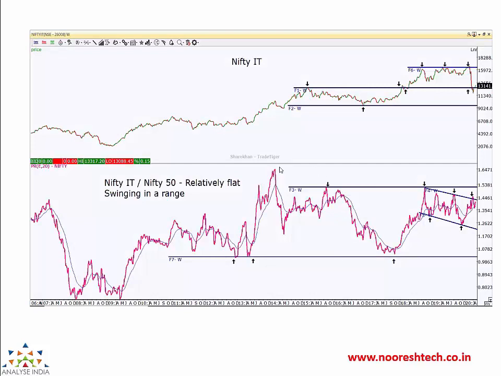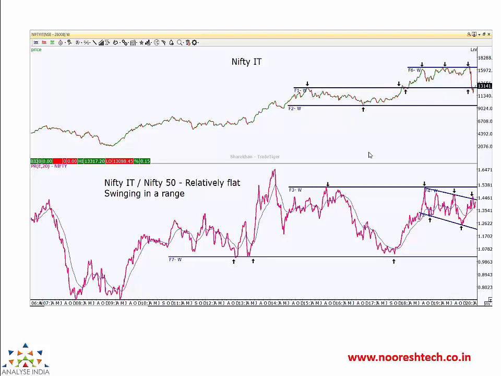As you can see in the Nifty IT chart, it becomes a range bound trade, then it goes and gives a breakout. Again, after giving a breakout and after a significant move, it again goes into a range, then again gives a breakout. Now it is again trading in a range.